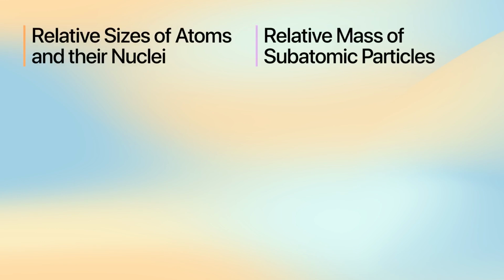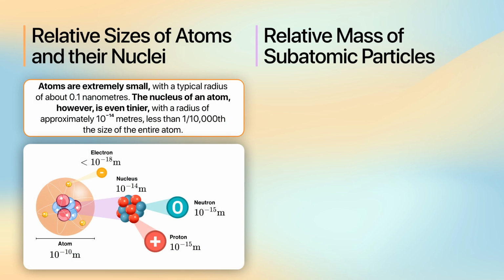Let's recap. In today's lesson, we delved into the relative sizes of atoms and their nuclei, alongside the distribution of an atom's mass. We learned that atoms are extremely small, with a typical radius of about 0.1 nanometers, or 10 to the power of minus 10 meters. The nucleus of an atom, however, is even tinier, with a radius of approximately 10 to the power of minus 14 meters, less than 1/10,000th the size of the entire atom.